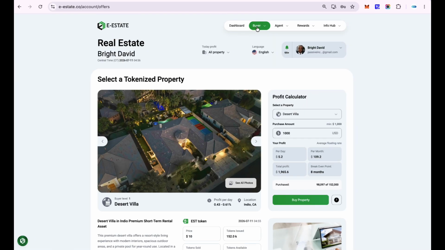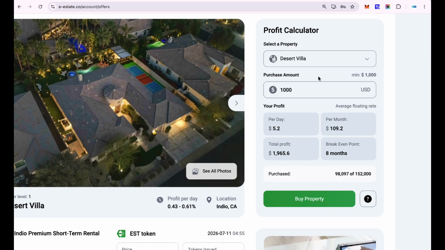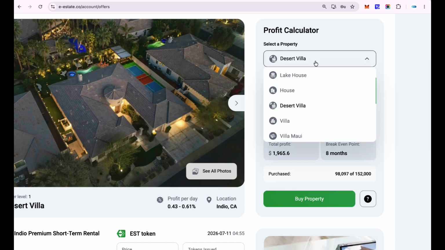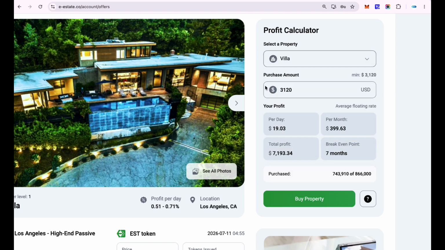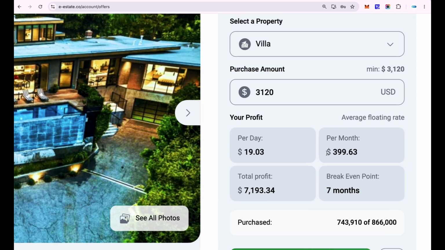Go to the Buyer tab, click on it and select Real Estate. That will take you to your profit calculator. Right here, you will be able to use the profit calculator to check how much you will earn. If you select Villa, this one, the minimum to start is $3,120. The profit calculator will also automatically calculate how much you will be earning per day and per month, when you are going to break even, and the total profit.